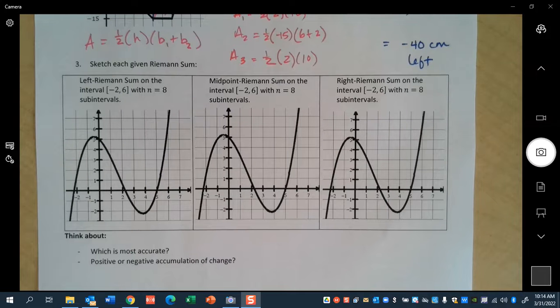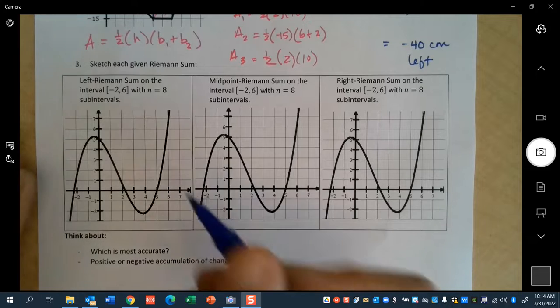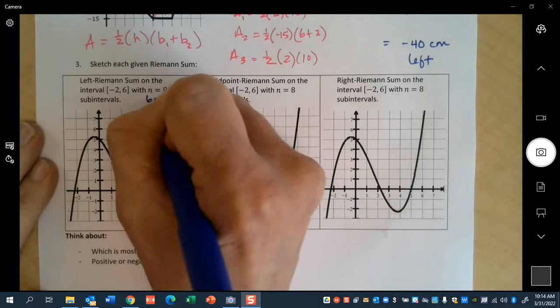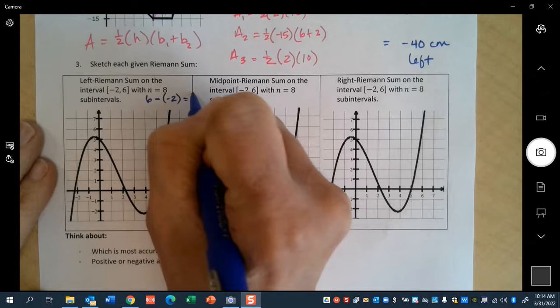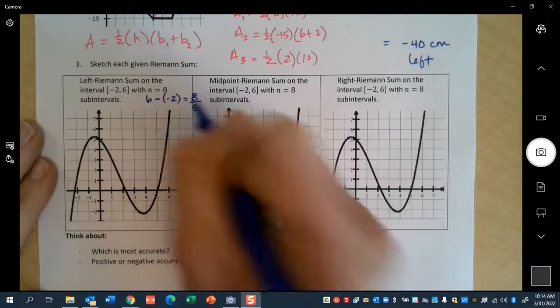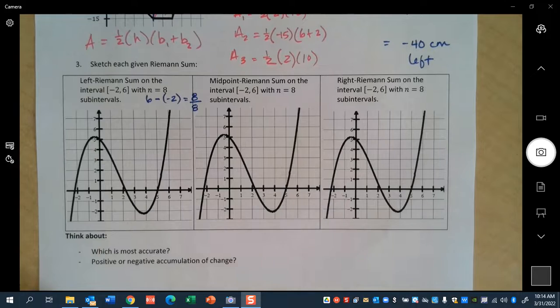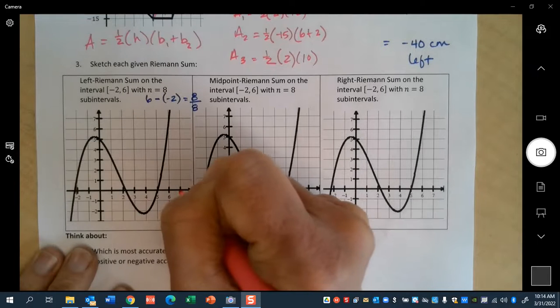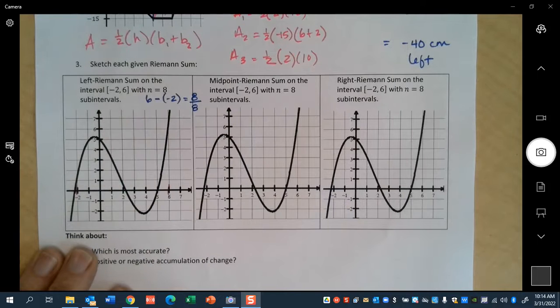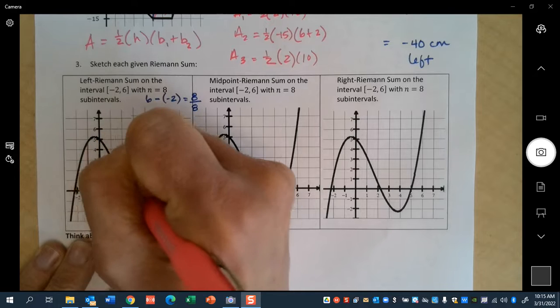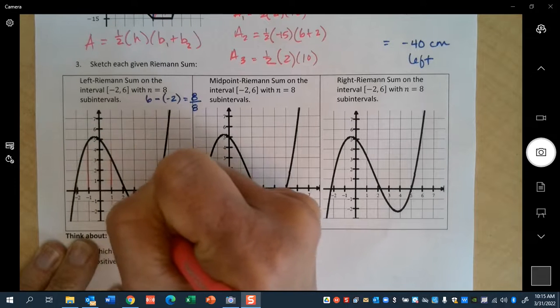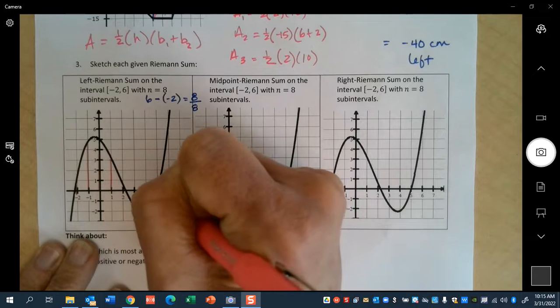All right, so last question. Sketch each given Riemann sum, a left-hand sum on the interval of -2 to 6 with n equal to 8. So when we talk about our interval of 6 minus -2, we're talking about an interval of 8. And because I want 8 rectangles, each of those rectangles is 1 width wide. So what I'm going to do for each vertical segment is draw it from the place that it starts to where it intersects the graph.